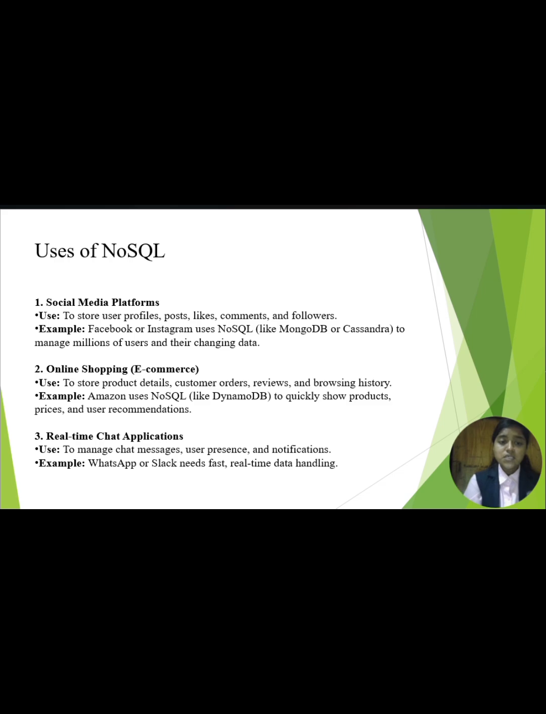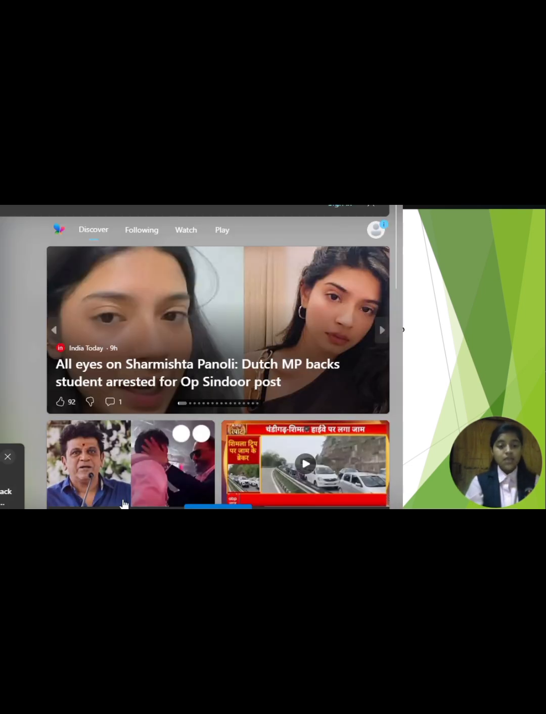It is used in social media platforms. It is used to store your profile, posts, comments and the followers. For example, Facebook and Instagram use NoSQL like MongoDB and Cassandra to manage the millions of users and the changing data. Second, it is used in online shopping, that is e-commerce. It is used to store the product details, customer orders, reviews and the browsing history. For example, Amazon uses NoSQL like DynamoDB to quickly show the products, prices and the user recommendations. It is used in real time.